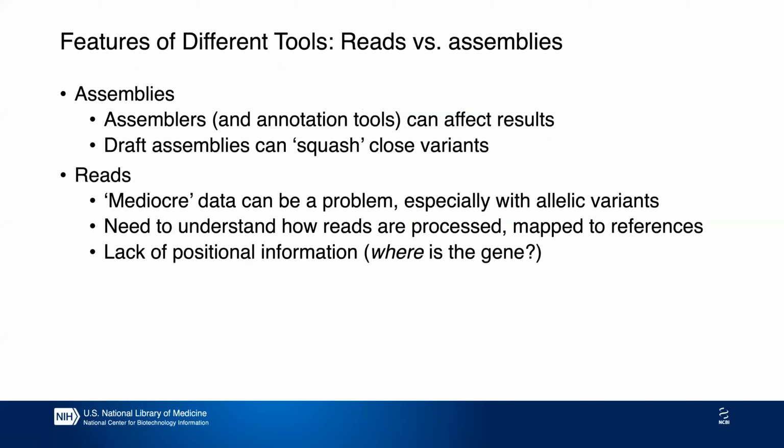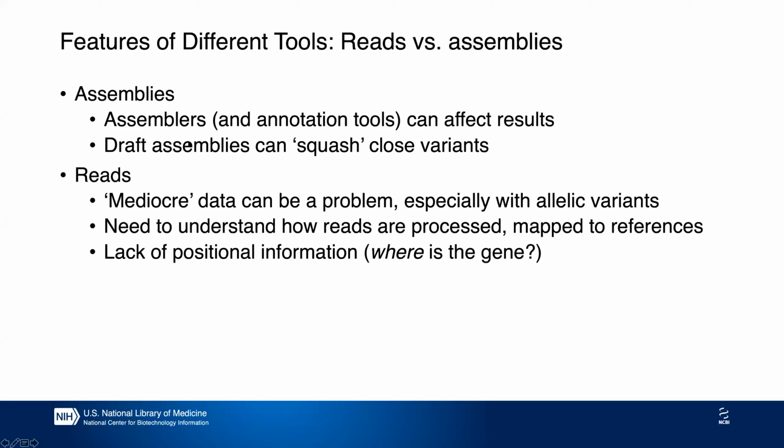Another thing to think about when you're picking a tool is what kind of data you have and how much work you want to do up front. As was mentioned in the previous talk, a lot of these tools start from assemblies. And one thing to think about, of course, is that how the tool works will depend on the quality of the assembly, as well as, in some cases, the annotation tool. If it's identifying genes in the genome, this can affect results. Obviously, if your assembler doesn't assemble the gene, then you won't be able to detect it regardless of what assembly-based method you use.